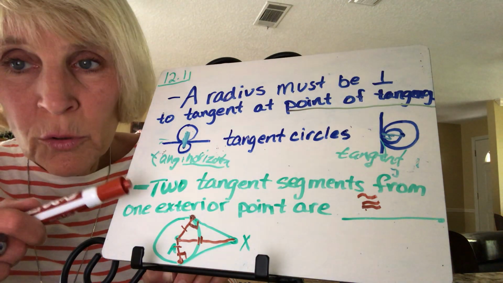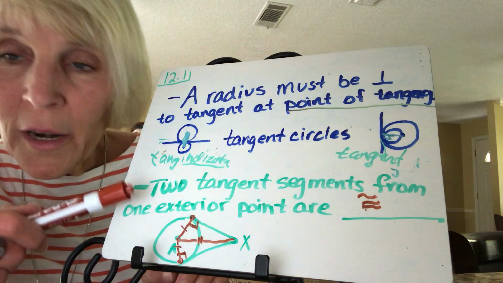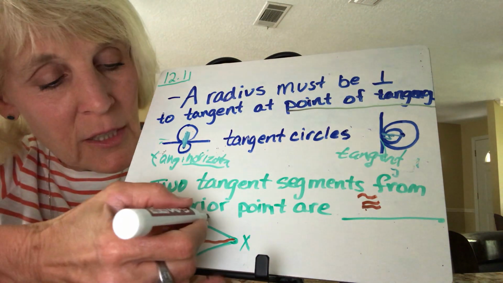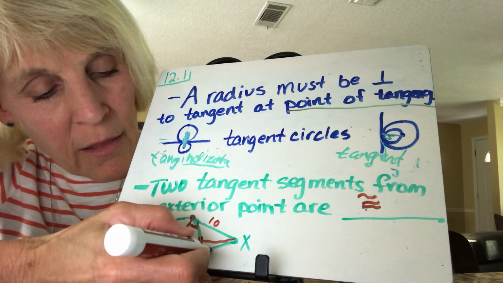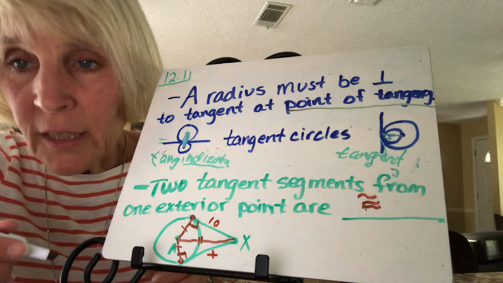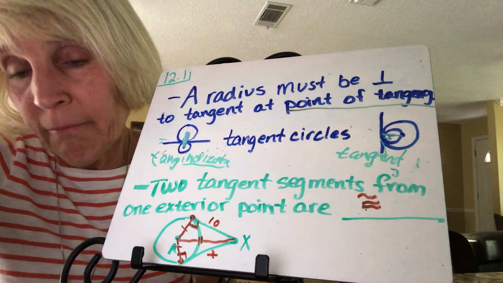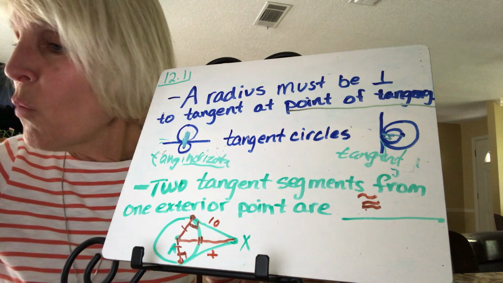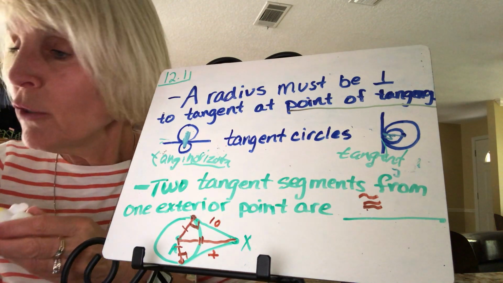And then two tangent segments from one exterior point are always the same. So what that's saying is if this is 10, then this side, we'll call it x, x would have to equal what? Of course, 10. Okay, let's go on to 12.2 so we don't get too far.